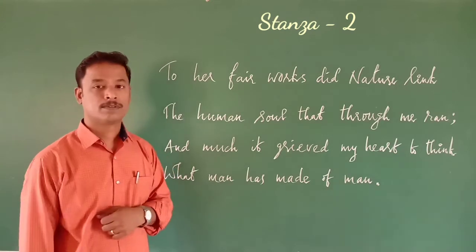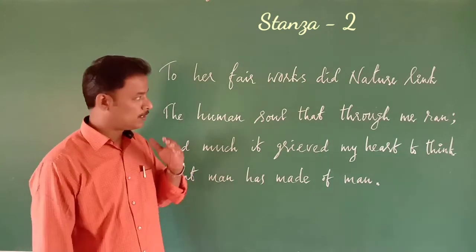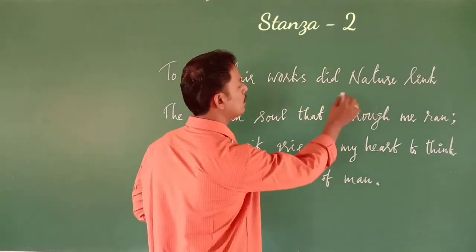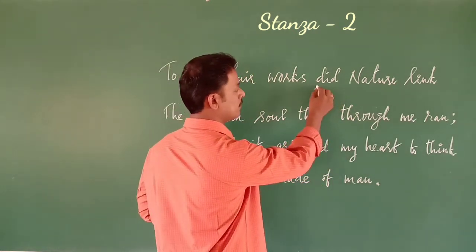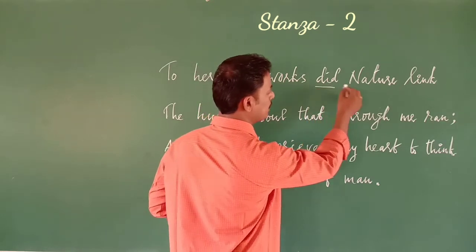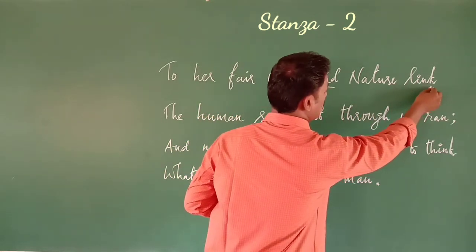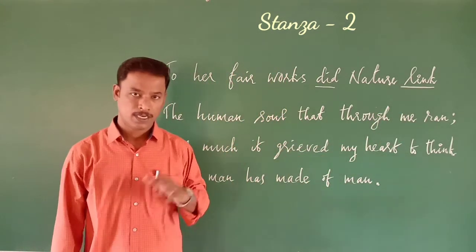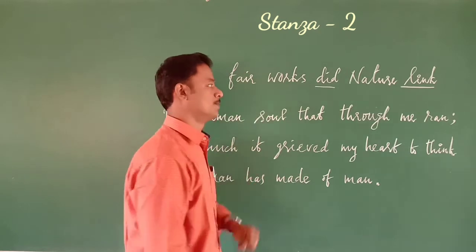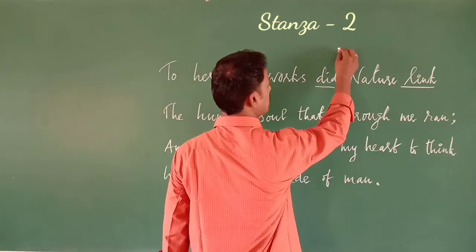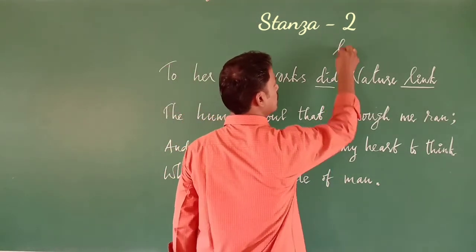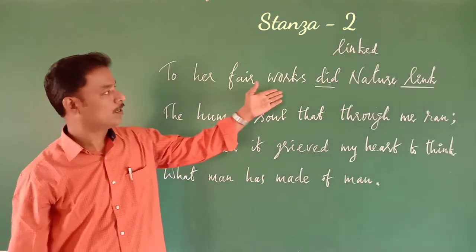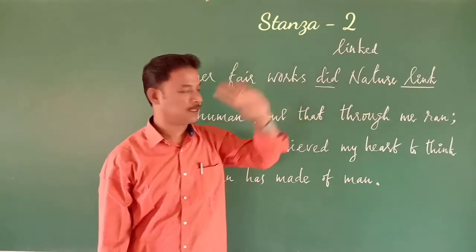Her refers to nature. To understand this line, we have to do some changes. Look at the verb pattern in the first line. Did nature link? The verbs used here are did link. Now combine these two verbs. Did plus link is equal to linked. Now read it. To her fair works, nature linked.